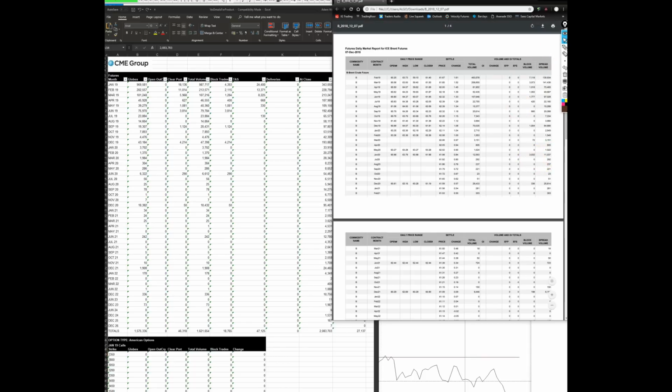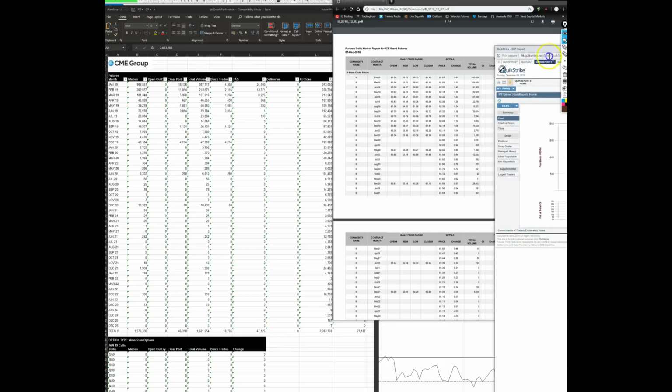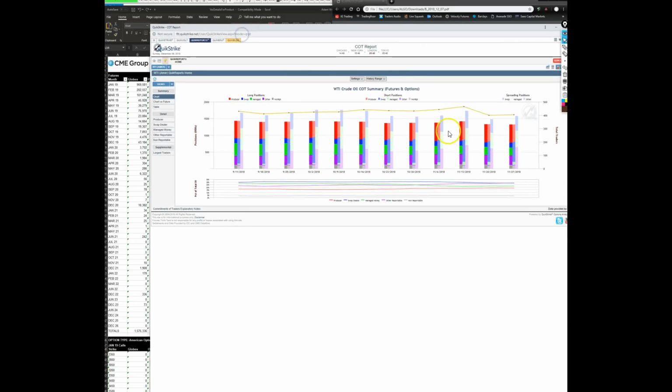And also we've got to remember there's so much spread work going on as well. So if you look here, this is the COT report, and you can just see the size of the spread market compared to the outright market. It's always a bigger number here, always much bigger.